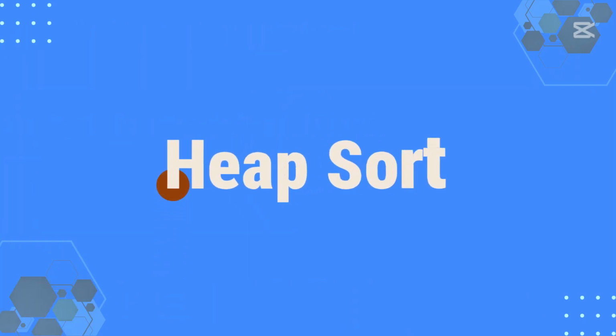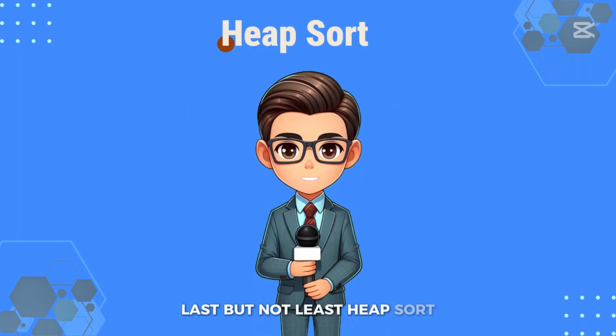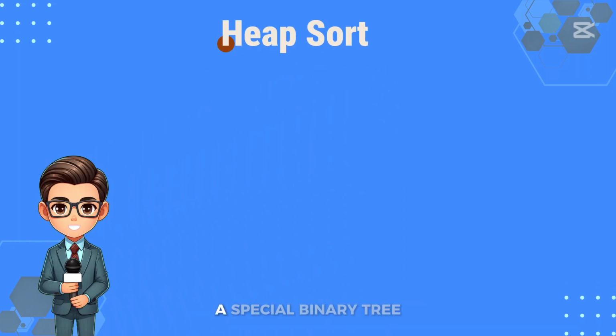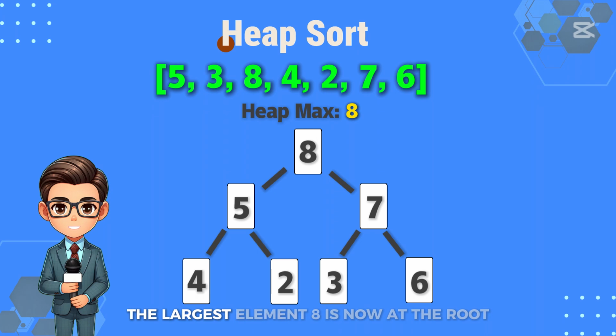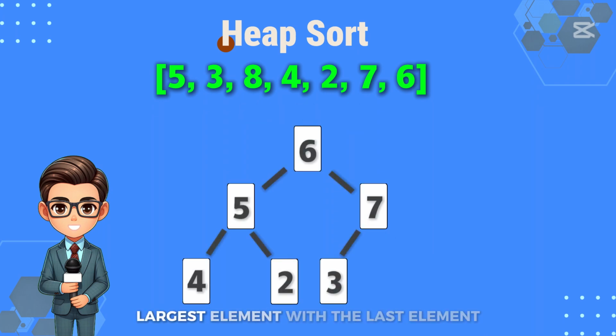Heap sort. Last but not least, heap sort. This method builds a heap, a special binary tree. The largest element, 8, is now at the root. Next, we swap the root, the largest element, with the last element and remove it from the heap.